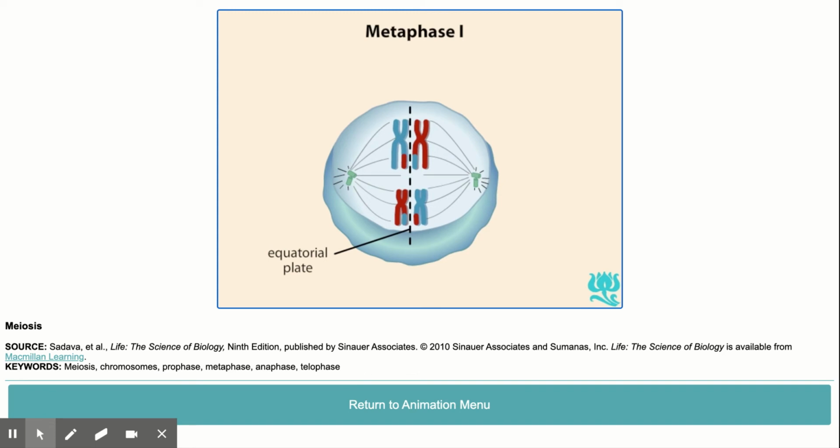At metaphase 1, homologous chromosomes have lined up on the equatorial plate in a pairwise fashion, with one homolog on either side of the plate. Note that the chromosomes assort independently. For example, the maternal chromosomes align randomly, not necessarily on the same side of the plate.